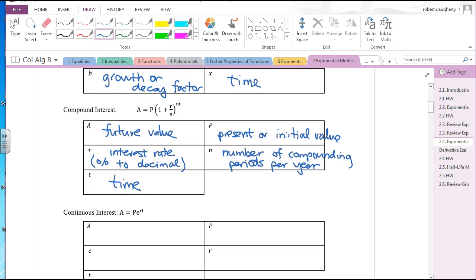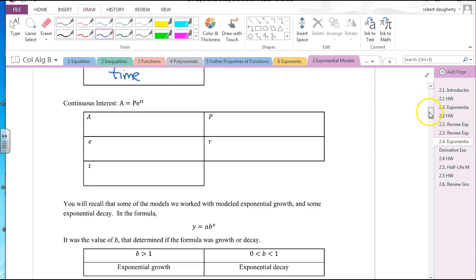How do you know to use this formula when you're reading a word problem? It will say compounded, and the next word will be something like what? Daily, weekly, monthly, yearly, hourly, whatever. It will be a discrete amount of time, okay? There's another formula called compounded continuously. What is your clue to use this formula? Continuous. You'll see the word compounded, and you'll see the word continuous or continuously.